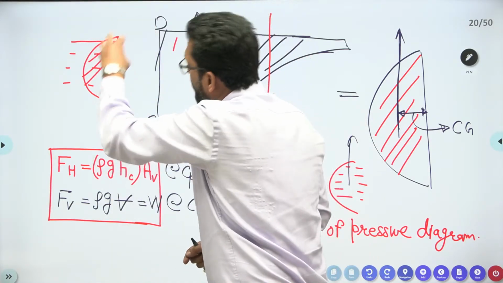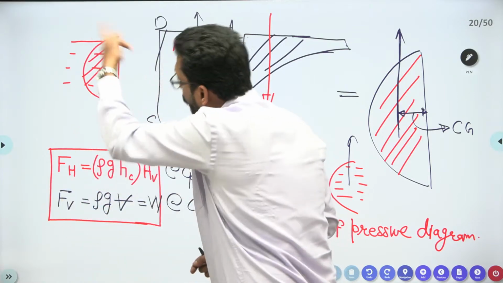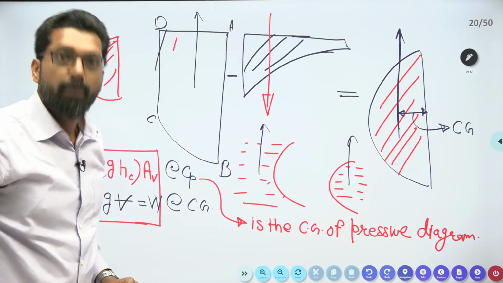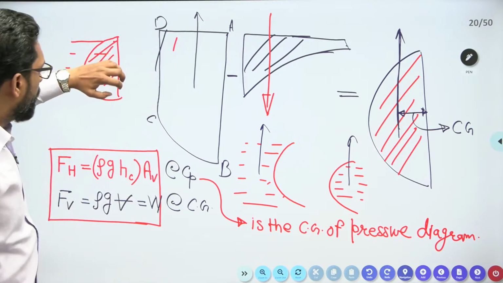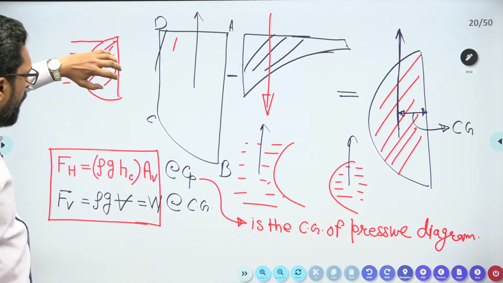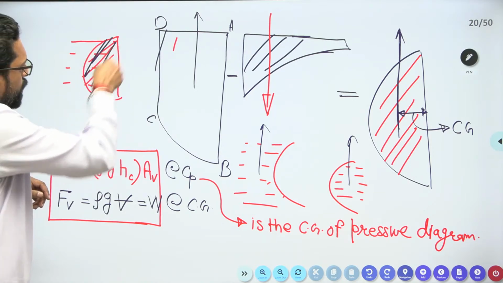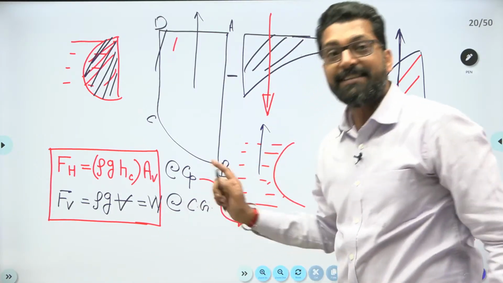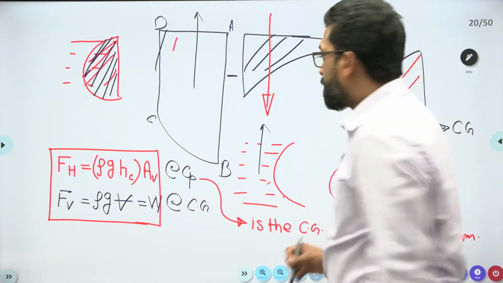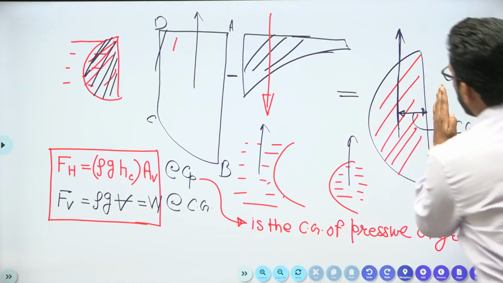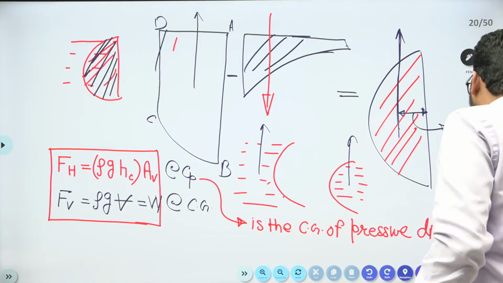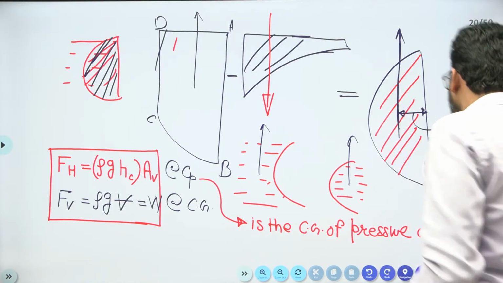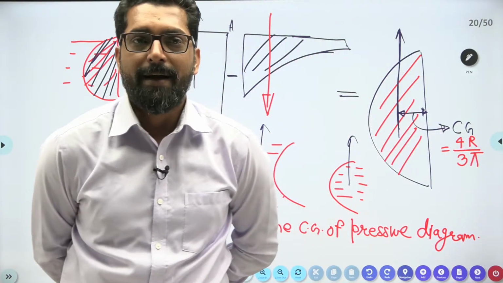Suppose this vertical force is the weight of the fluid displaced within the curve. How much fluid will be displaced? As much as you have stretched it. So this is at CG and this is at CP. This CG is of the semicircle, and what is the CG of the semicircle? 4r by 3 pi. This is your CG of the semicircle, 4r by 3 pi.